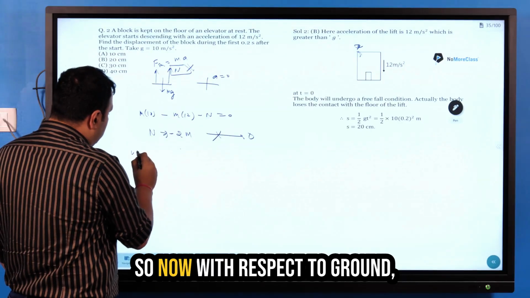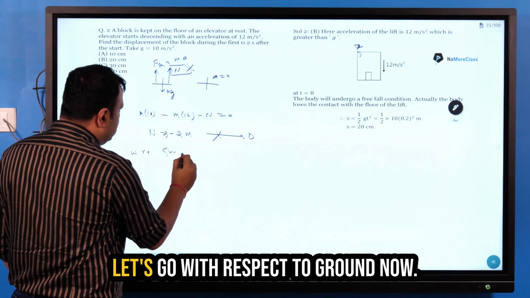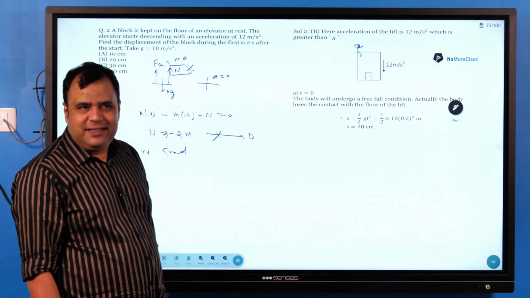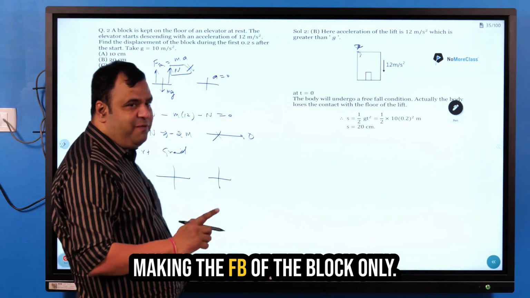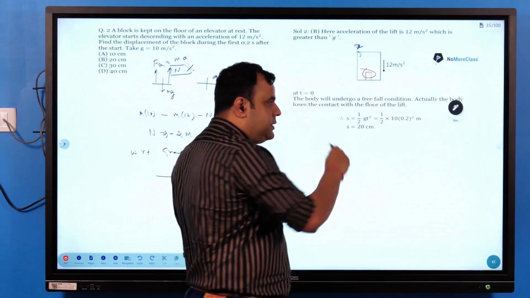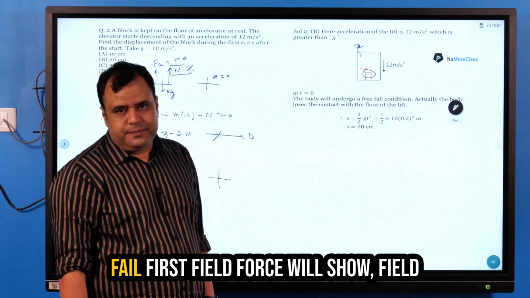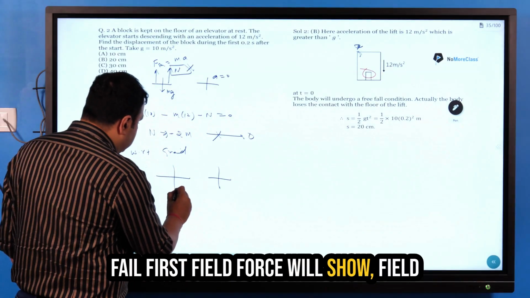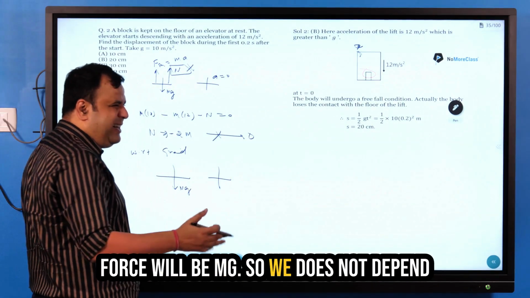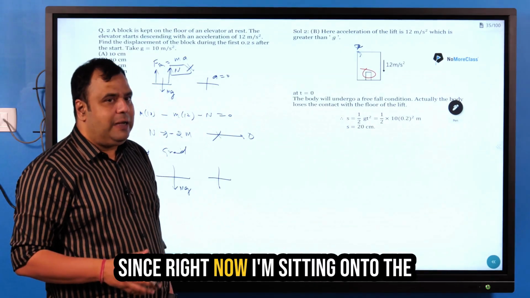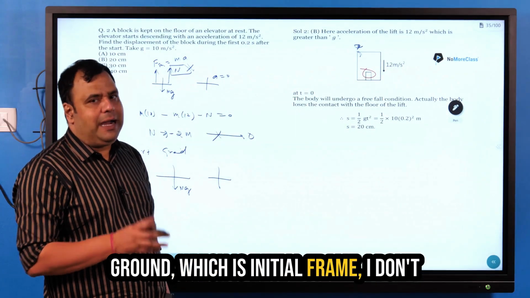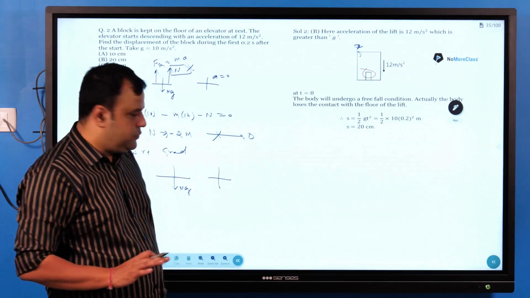So now, let's go with respect to ground. If I go with respect to ground and make the FBD of the block, I'm making the FBD of the block only. Now, ground is an inertial frame. First, field forces will show. Field force will be mg. So weight does not depend upon where you are looking at it. But since right now I'm sitting on the ground, which is an inertial frame, I don't need to apply the pseudo force. No pseudo force.